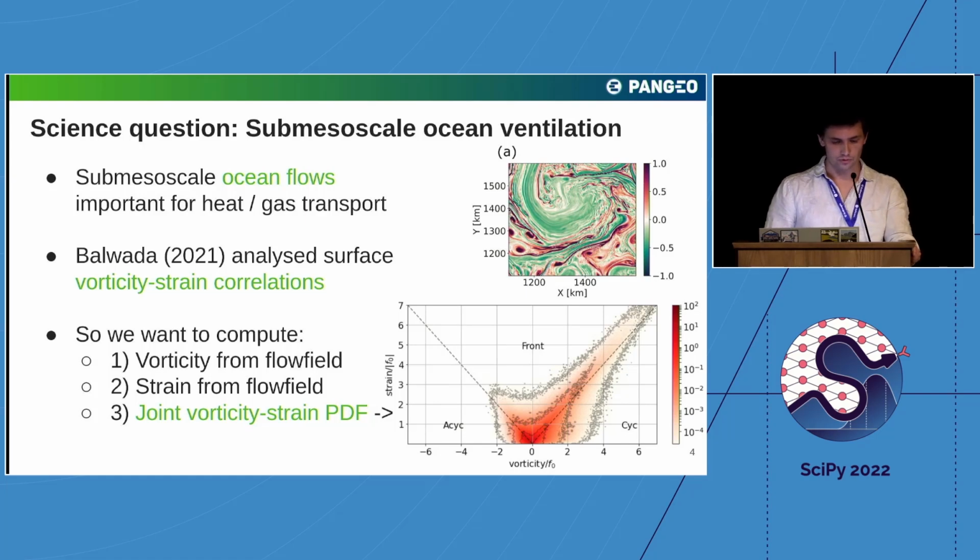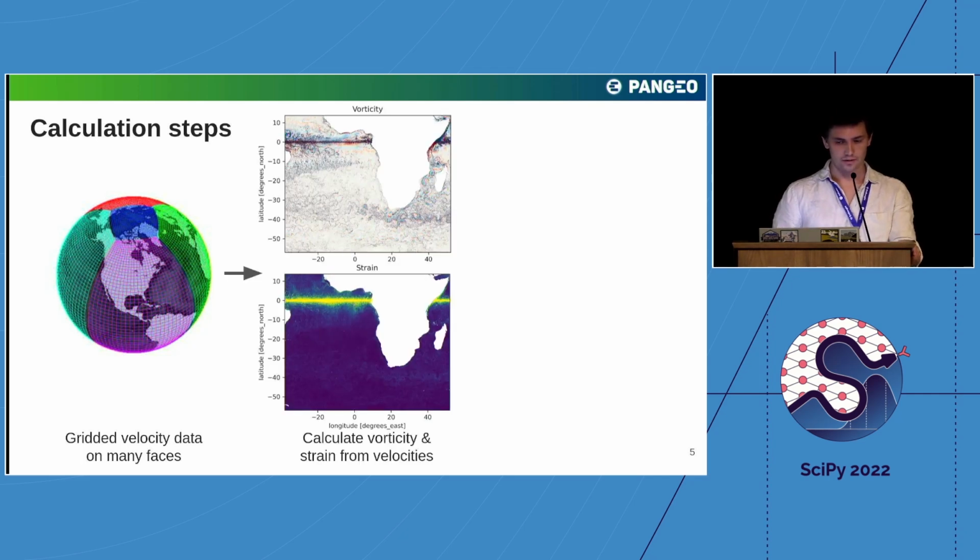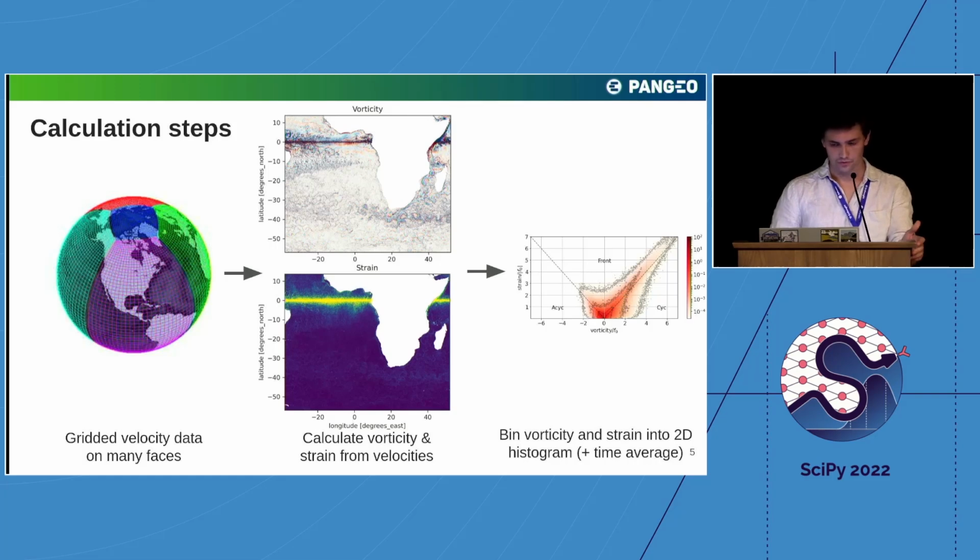So we want to compute the vorticity from the flow field, the strain from the flow field, and then bin them together on a histogram. So that means our calculation looks like this: we start with gridded velocity data, which is on many faces because the simulation output that we're using has to take the sphere of the globe and split it up into these faces. From those, we need to compute the vorticity and strain from just U and V velocities. And then from those, we need to bin them into a histogram and time average them.